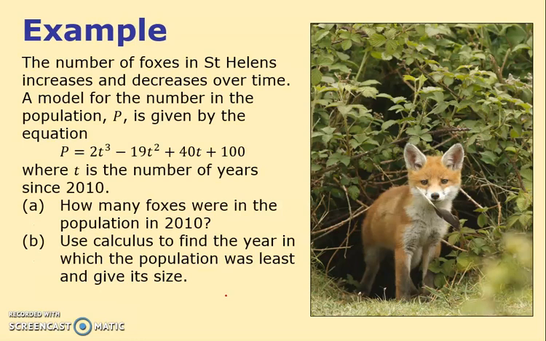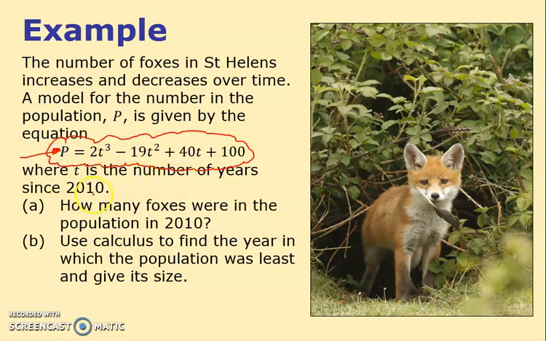Third example, the number of foxes in St. Helens increases and decreases over time. A model for the population of these foxes is given by this equation. But this is not unusual to be given a posh formula. Notice the two we've had so far, we've had to create the formula ourselves, I suppose. Whereas here, they've given us the formula and we don't have to create it.